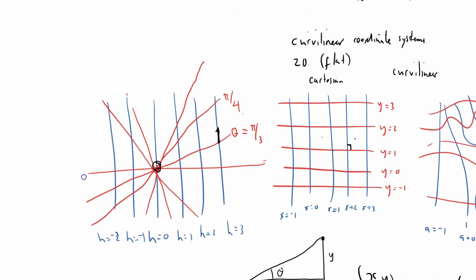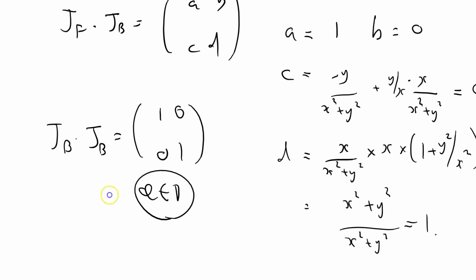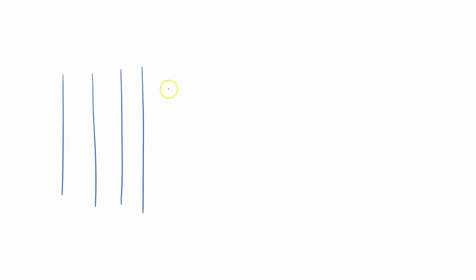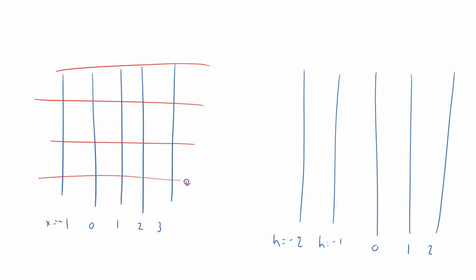Now, which way around did I do it? I've got the y lines red and the x lines blue. Okay. So here's my Cartesian coordinate system, nice and regular, and that's x equals -1, 0, 1, 2, 3. And on my other system I had here, that's h equals -2, h equals -1, 0, 1, and 2. That's y equals -1, 0, 1, 2.